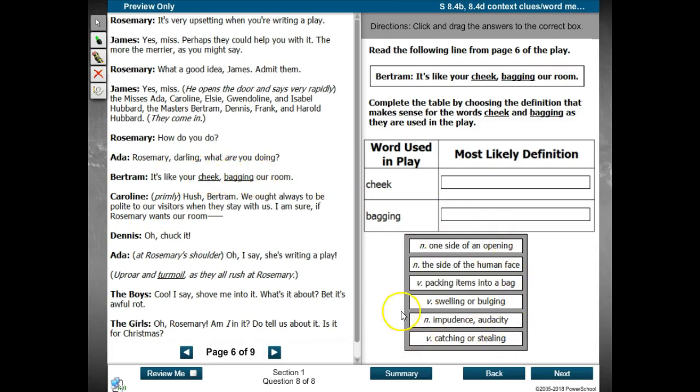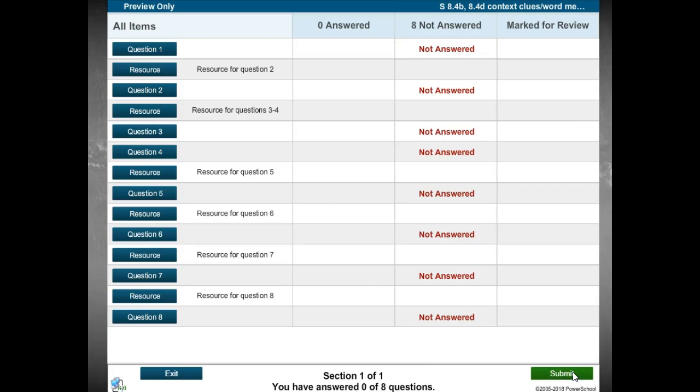Like, make 2 that make sense down here. Okay, so when you feel good about it, submit it, and we'll see how it goes with context clues.